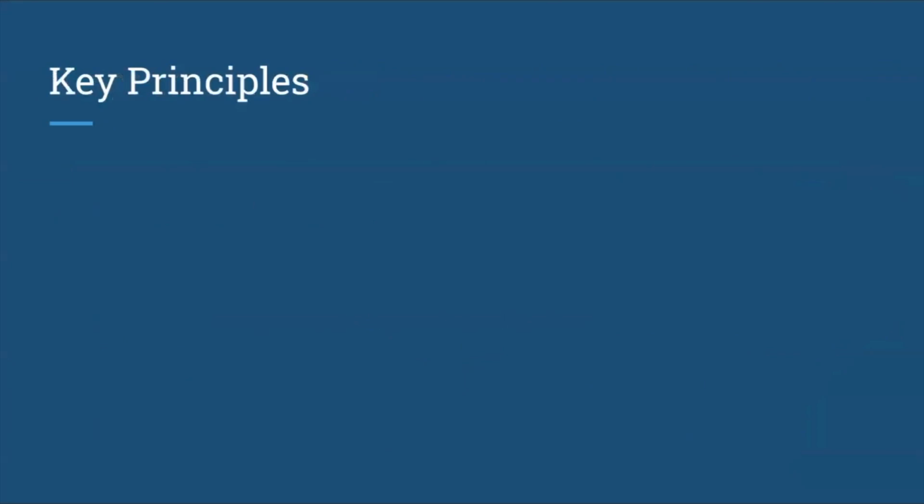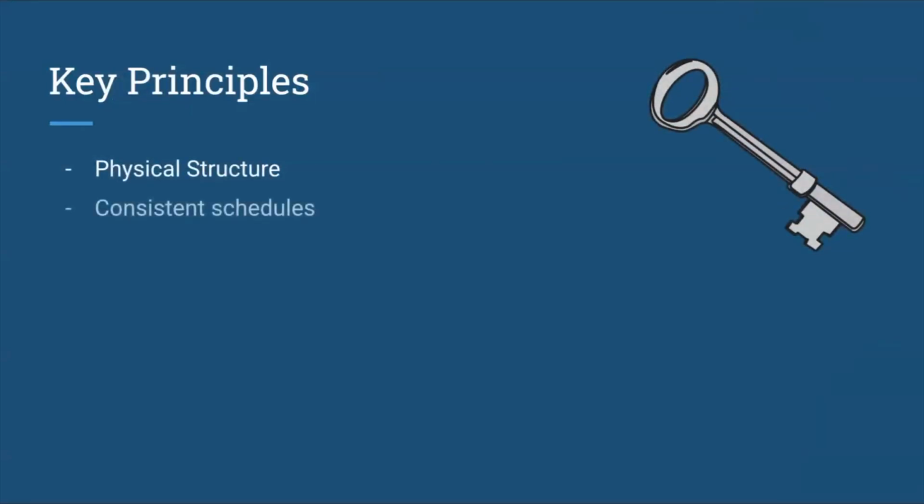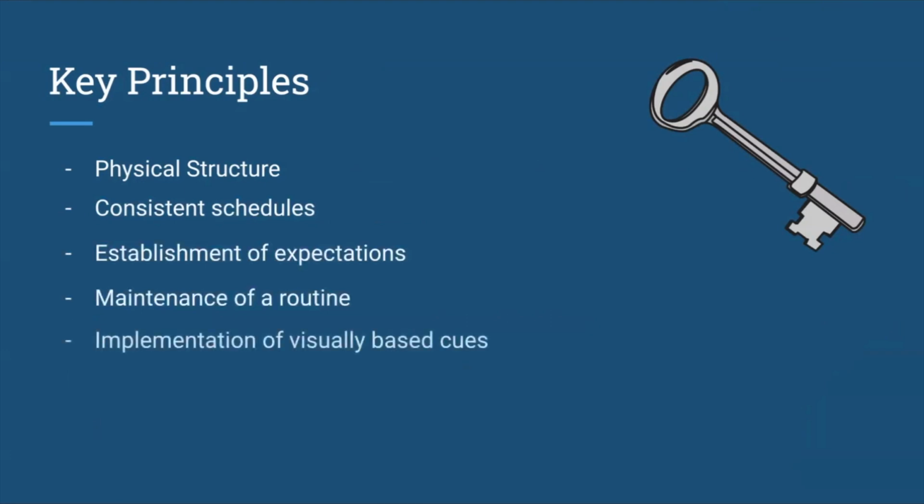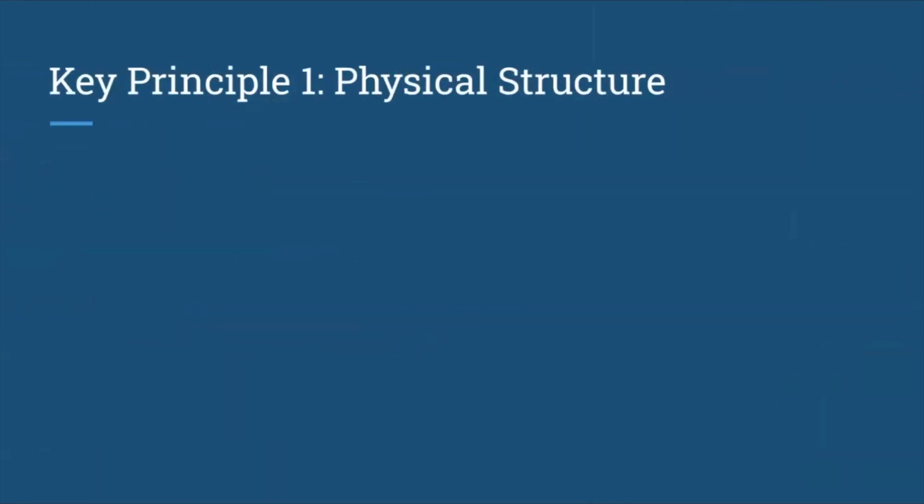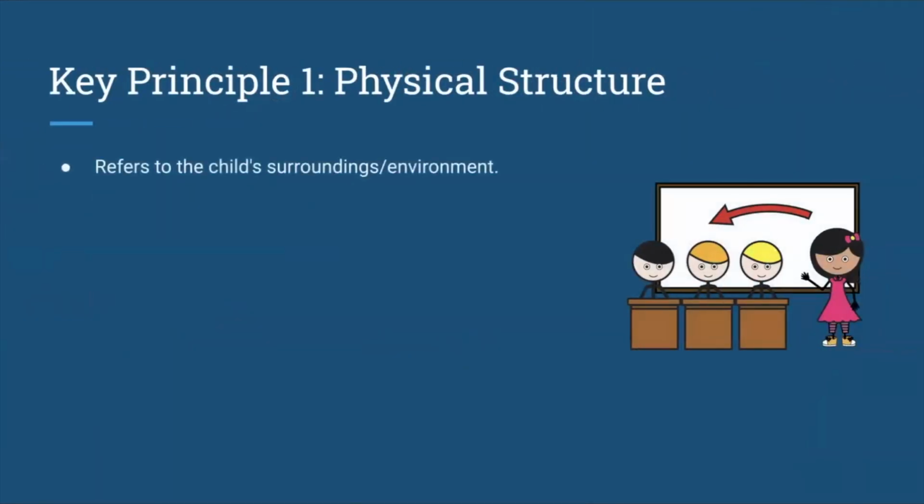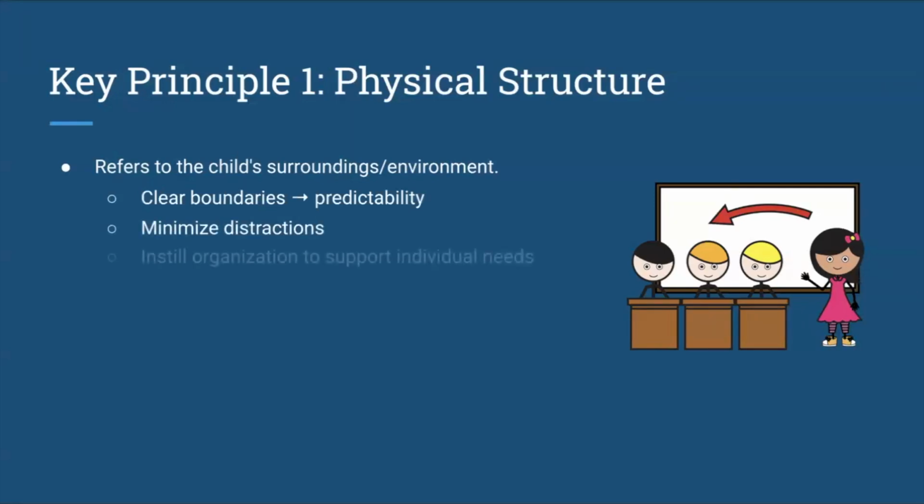TEACCH uses 5 key principles for the implementation of intervention, which includes physical structure, consistent schedules, establishment of expectations, maintenance of a routine, and implementation of visually based cues. Physical structure refers to the child's surroundings and environment. This principle helps educators, caregivers, and therapists to create an environment that incorporates clear boundaries, minimizes auditory and visual distractions, and instills a unique organizational system that will support the individual needs of the child.